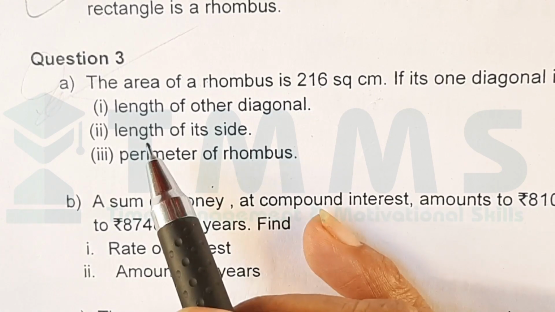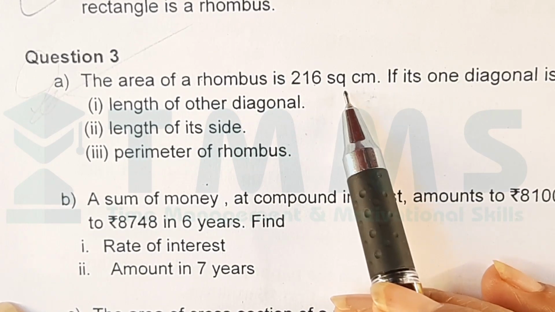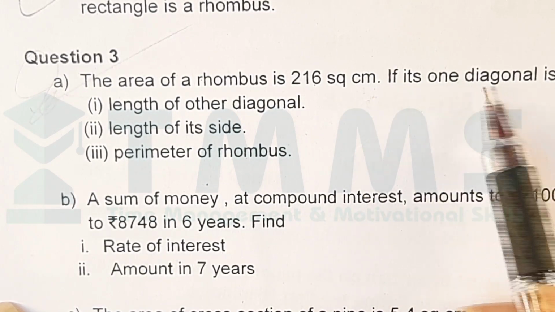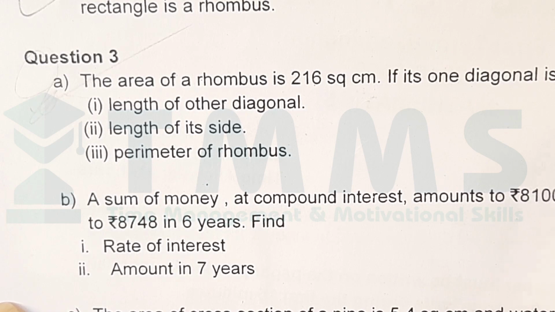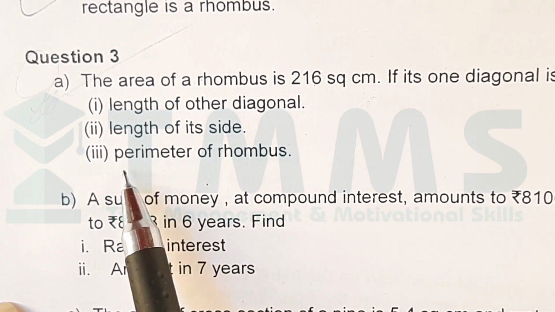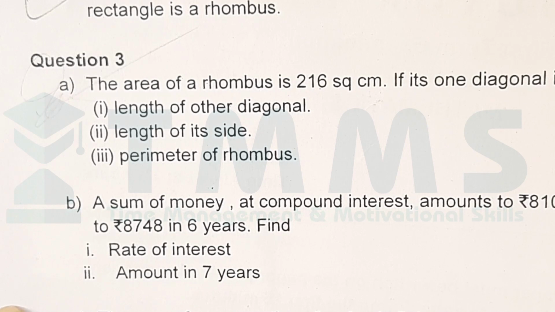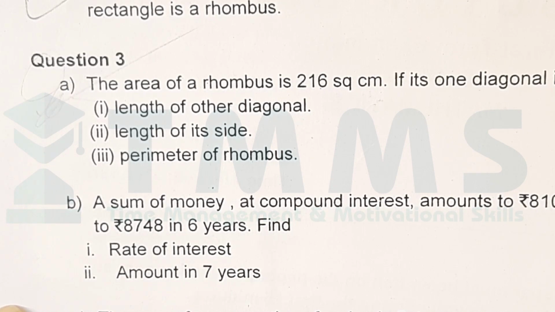Now we come to another question. The area of a rhombus is 216 square centimeter. If its one diagonal is 24 centimeter, find the length of the other diagonal, length of its side, and the perimeter of this rhombus. Now, as usual, first of all, we'll draw the diagram and then we'll start thinking.